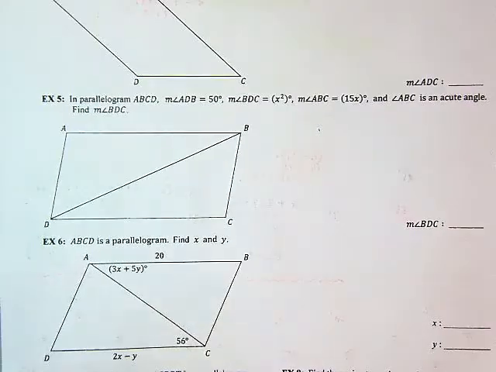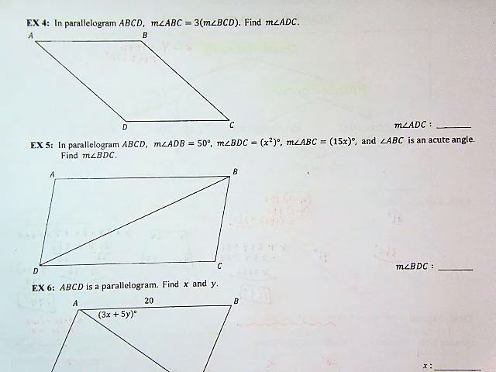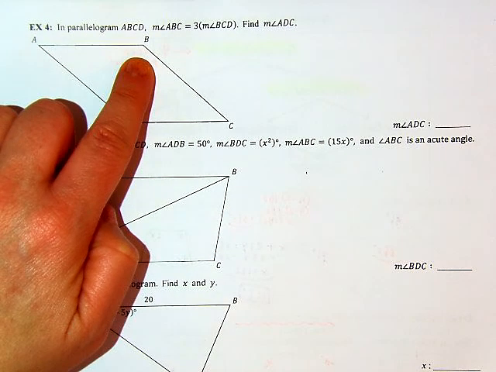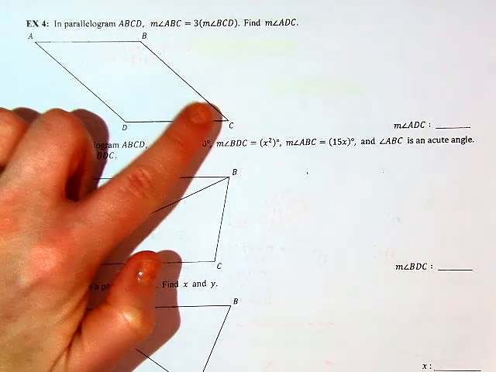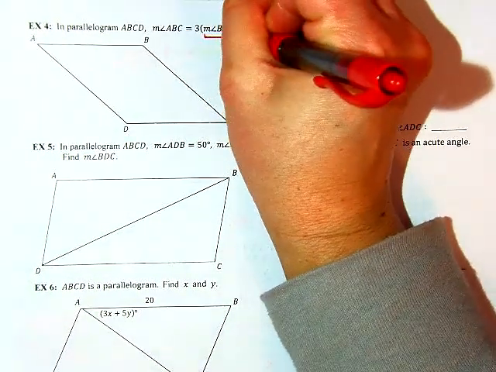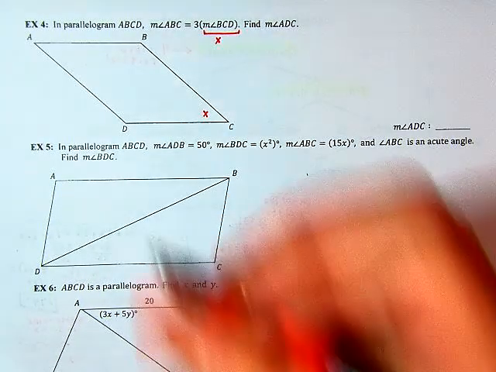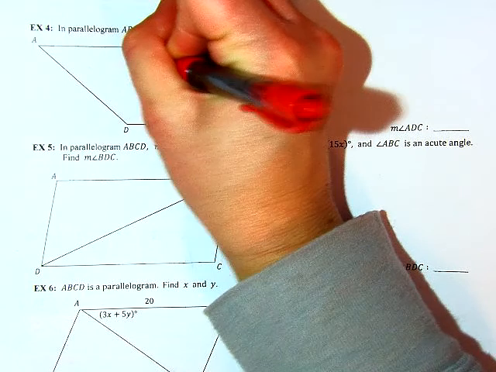All right, so more with parallelograms. So here we're told that this is a parallelogram. We know all of those properties apply. And we're told that the measure of angle ABC, so this measure right here, is 3 times the measure of BCD, so this measure right here. So we've handled problems like this before. We're defining one angle in terms of the other, and we're saying that one angle is 3 times the other one. So let's say that I call this one right here X. Then ABC would have a measure of 3 times X, like that.